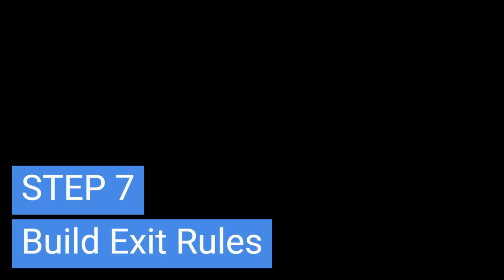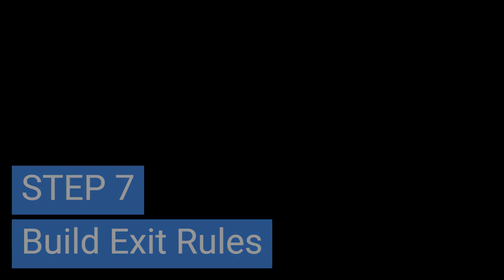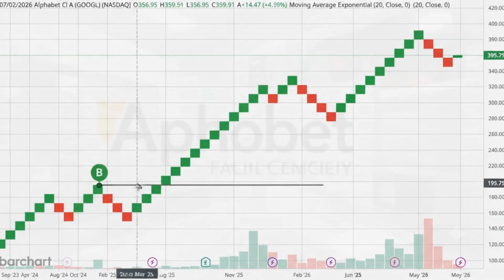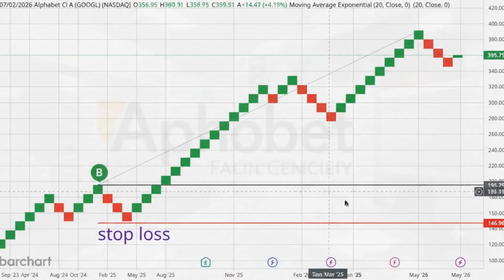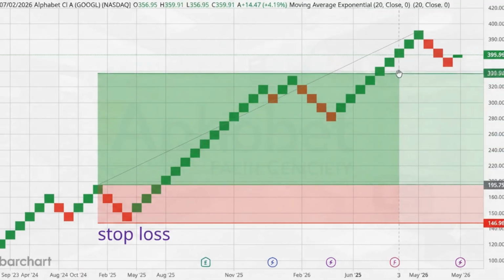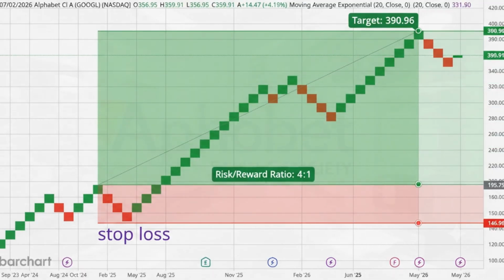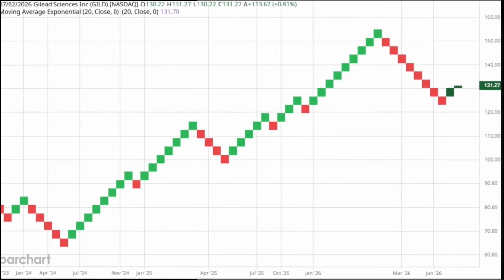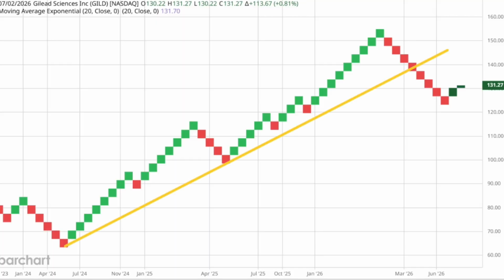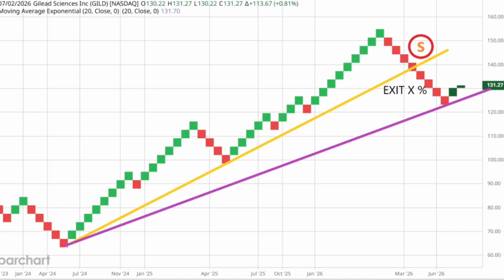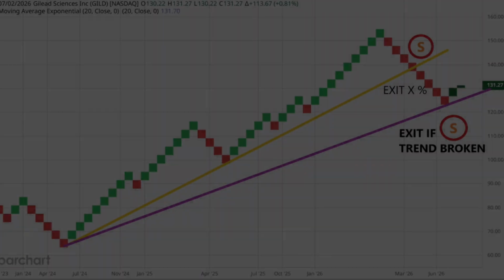Step 7. Build exit rules. Getting into a trade is only half the battle. Knowing when to leave is just as important. Sometimes I use trend reversals. Sometimes moving averages. Sometimes a profit target. The specific method isn't as important as having an exit plan before emotions take over.